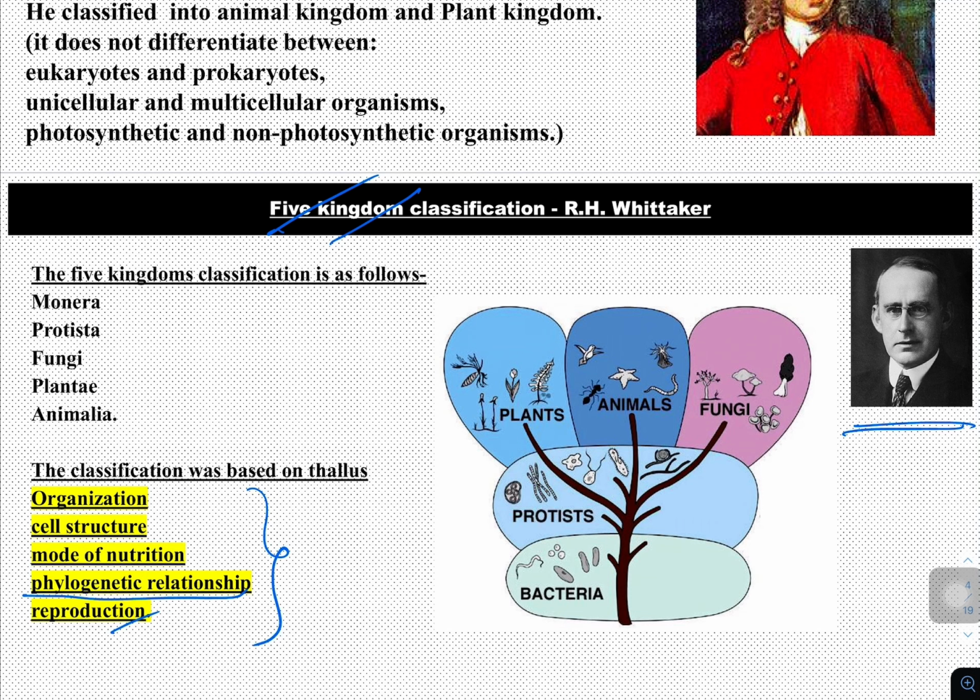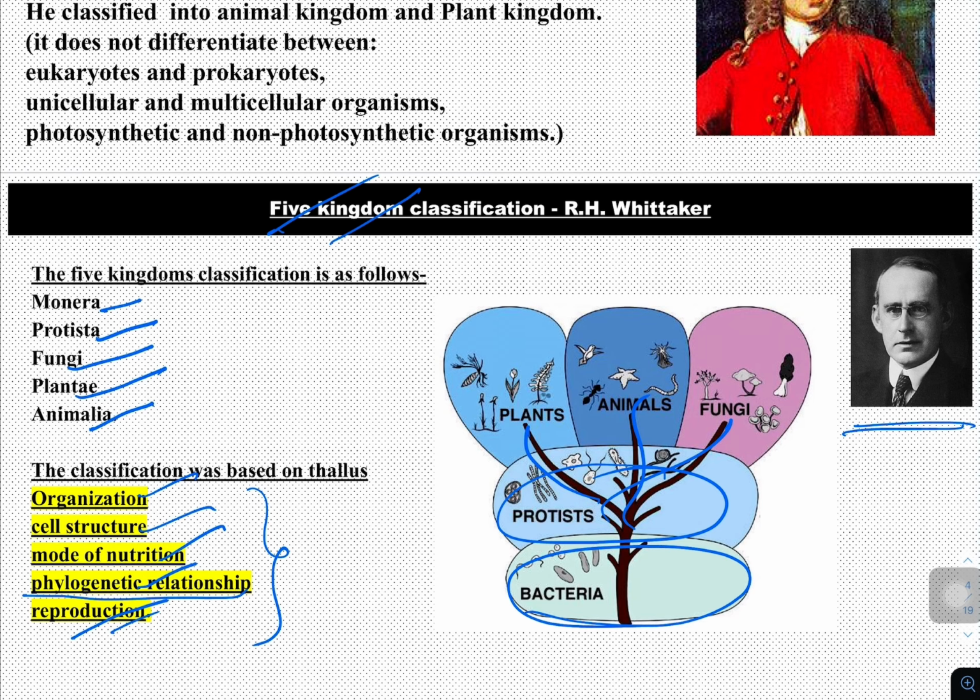On what basis did R.H. Whittaker classify the organisms into 5 kingdoms? On their organization, cell structure, mode of nutrition, phylogenetic relation and reproduction. And considering all these aspects, he classified living organisms into 5 kingdoms. Those kingdoms are kingdom Monera, kingdom Protista, kingdom Fungi, kingdom Plantae and kingdom Animalia. See here, kingdom Monera, nothing but bacteria, next one is Protista, next is Fungi, Plantae and Animalia.